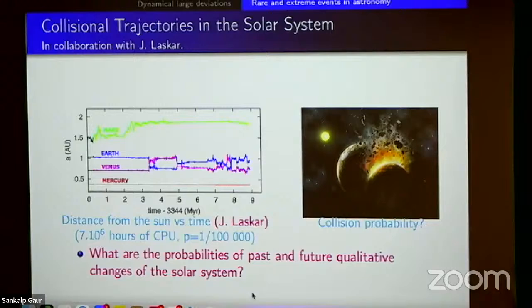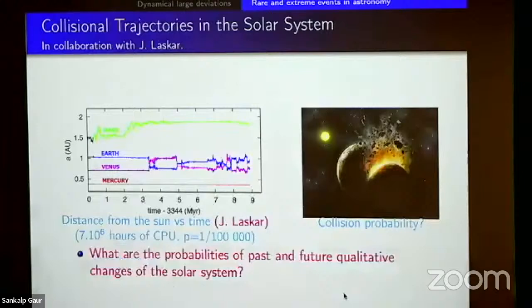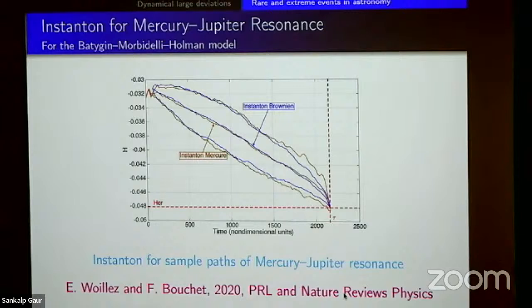And so this is a paper that we have written with PhD student Eric Volez, where we have shown that for a simplified model, there is an instanton for reaching the resonance between Mercury and Jupiter. And this is the phenomenon that explains that the system becomes unstable at some point. It's the door towards the instability of the inner part of the solar system.